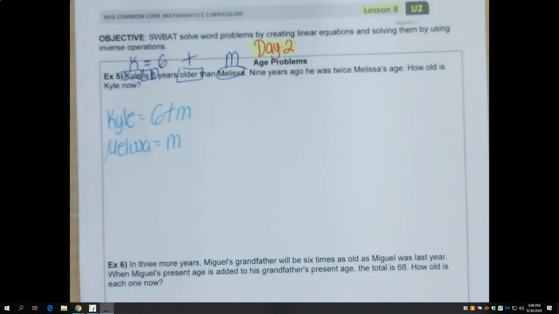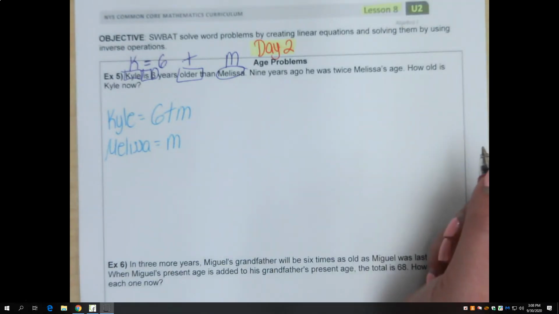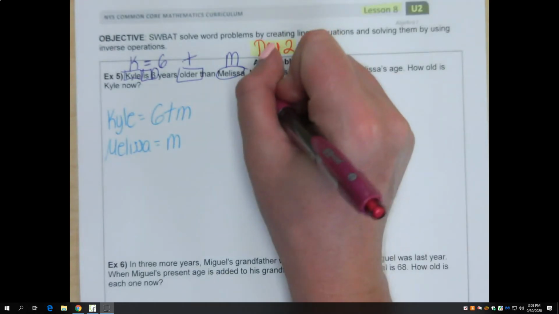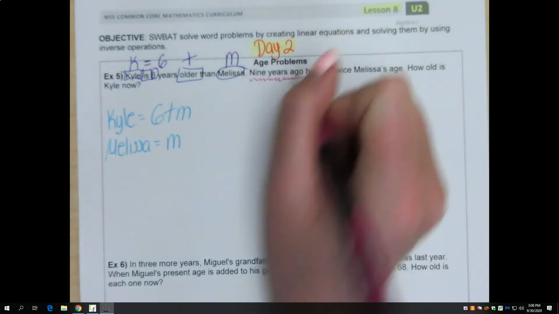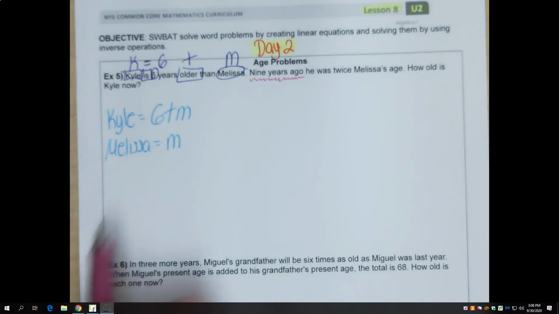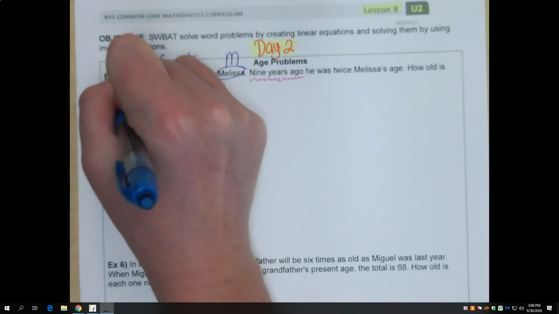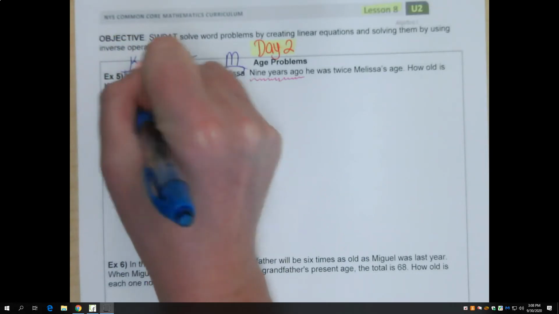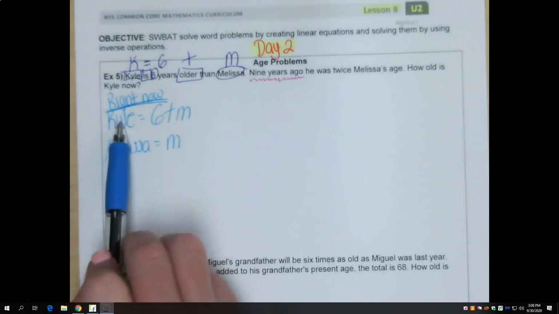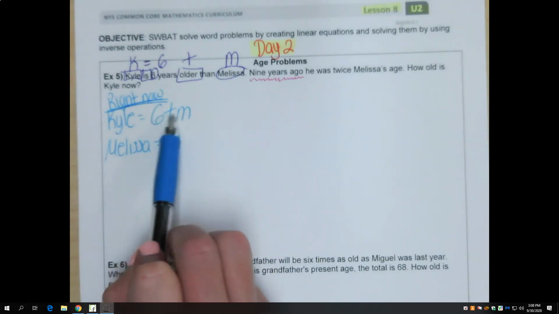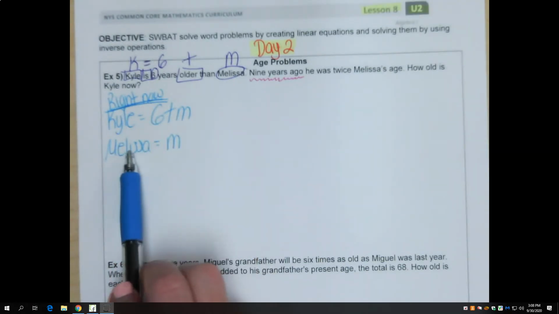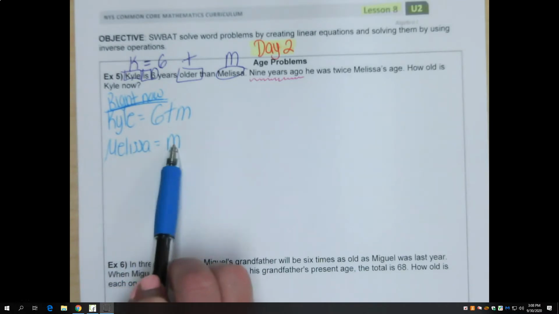Let's look at the second sentence. This part is very tricky. 9 years ago, he was twice Melissa's age. So again, all this information comes from 9 years ago. This is how old they are right now. Let me write that down. Right now, Kyle is 6 years older than Melissa. And then again, Melissa is just represented by the variable m.